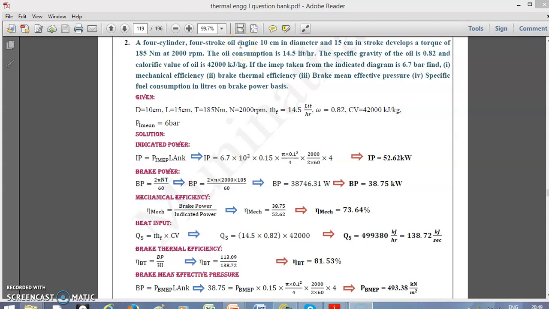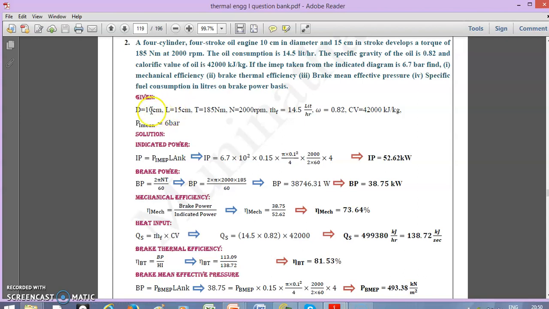Every data we have to take as a reference. Since it is a four-cylinder engine, the number of cylinders K, which is used in the indicated power formula, is 4, and it is a four-stroke oil engine. The bore diameter of the cylinder is 10 centimeter, and the stroke length, capital L, is 15 centimeter.